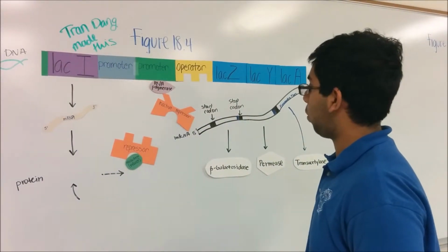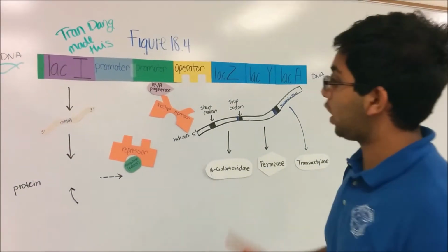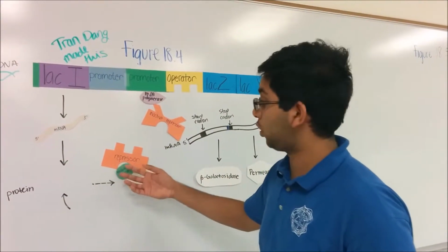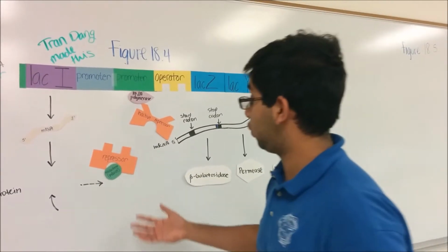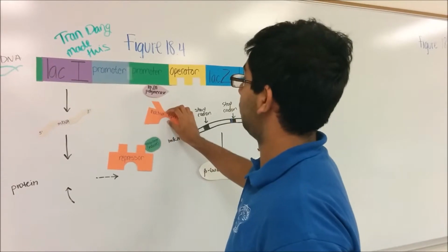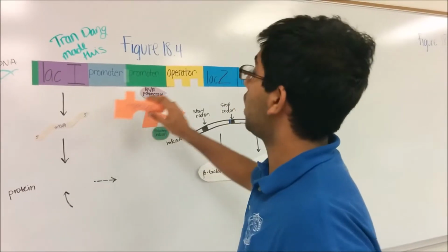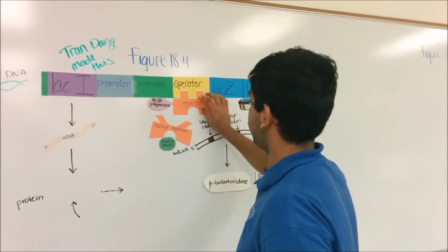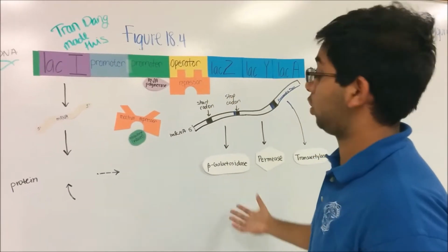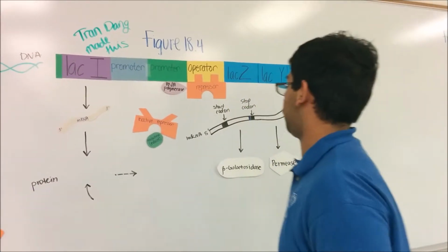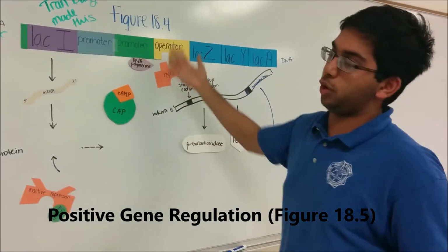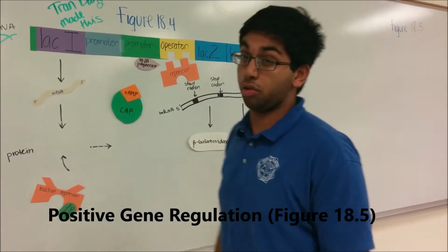And eventually, you'll get to the point where there's not enough lactose to bind to this repressor. So when there's not enough lactose to bind to this inactive repressor, then the inactive repressor turns back to its previously active repressor formation, and then it'll bind back into the operator and therefore stop the harvesting of energy from lactose. And that's how it works as a negative control system. Figure 18.5 is basically an extension of 18.4.